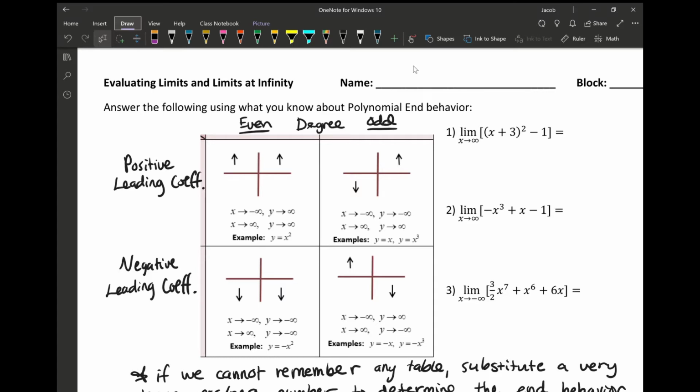Alright, welcome to our third lesson about limits. This is evaluating limits and limits at infinity.